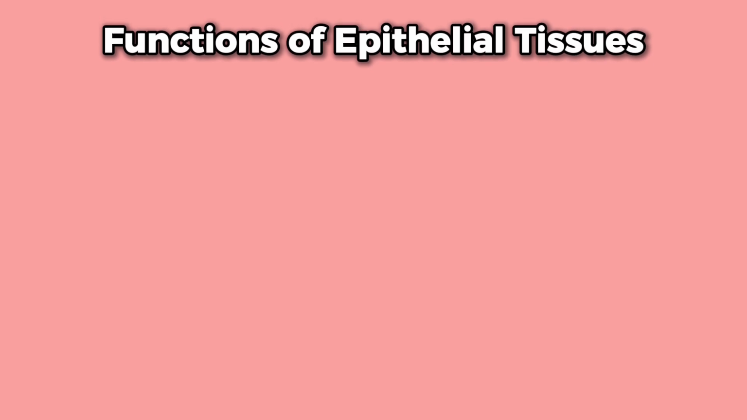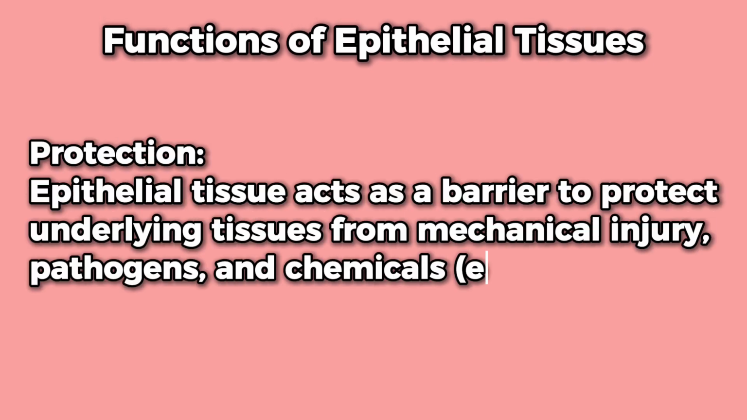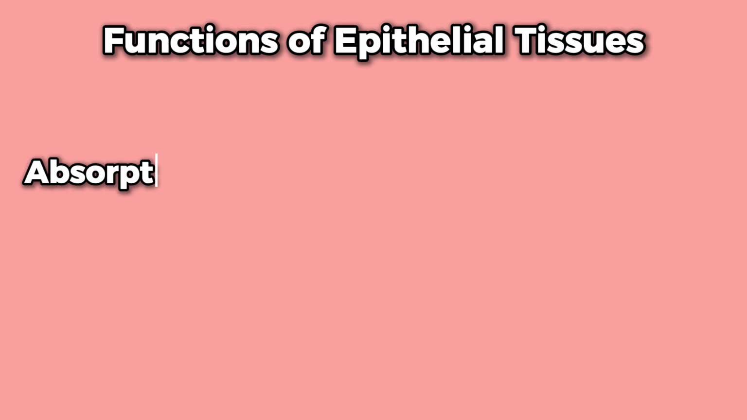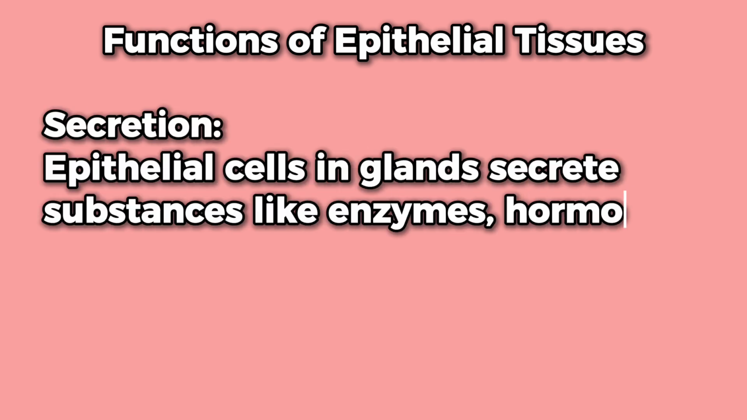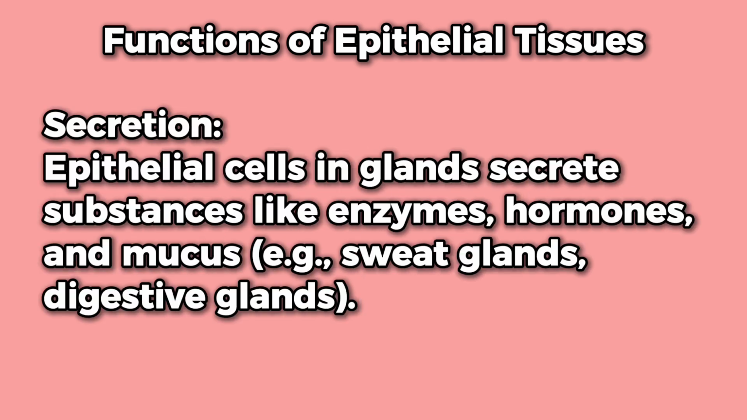Here are the functions of epithelial tissues. 1. Protection. Epithelial tissue acts as a barrier to protect underlying tissues from mechanical injury, pathogens, and chemicals. Example, skin. 2. Absorption. Specialized epithelial cells absorb nutrients and substances, such as in the intestines. 3. Secretion. Epithelial cells in glands secrete substances like enzymes, hormones, and mucus. Examples, sweat glands and digestive glands.